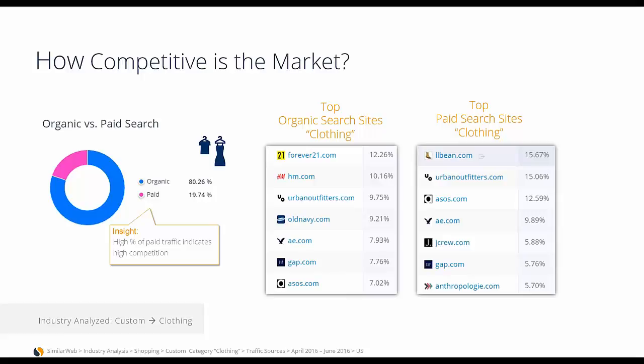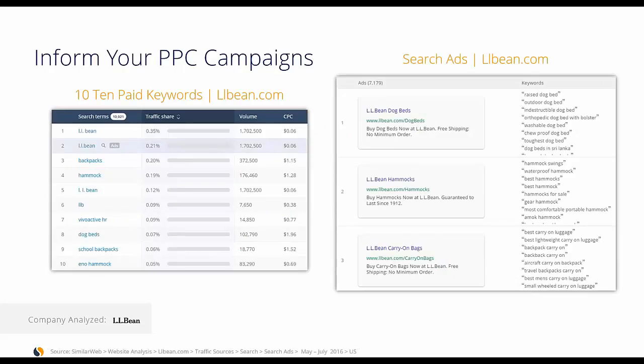The next thing you can do is say, okay, we see that LL Bean is the top advertiser. What are they pushing besides their brand name? And we see on the left the keywords: backpacks, hammocks, dog beds, school backpacks. They're one of the biggest sellers of backpacks. And I think that the buying of backpacks probably starts in early summer for the campers and continues into the school season, like late August when it's back to school.